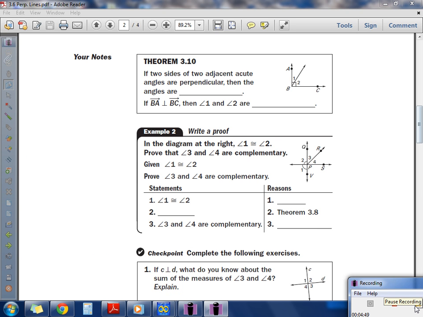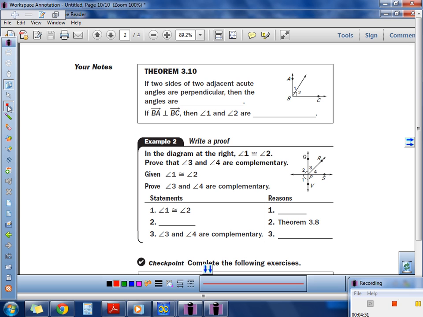On the next page we have Theorem 3.10. It says if two sides of two adjacent acute angles are perpendicular, then the angles are complementary. They are complementary, so that word goes here also. What's complementary mean? Add to 90. So write that out to the side. Measure of angle 1 plus measure of angle 2 is 90 degrees. I used to say blank plus blank is 90. That's what we used to write in the past.